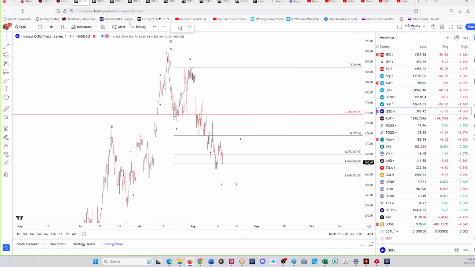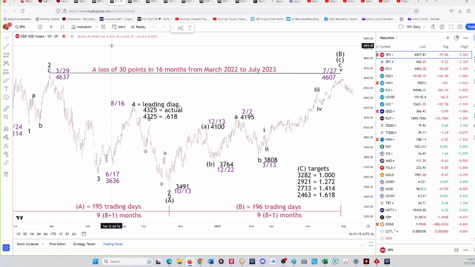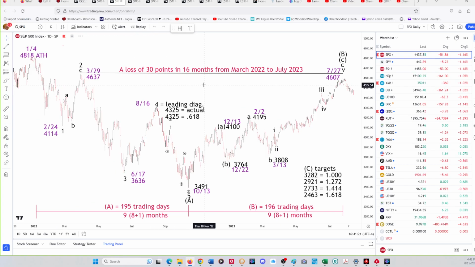Okay, wanted to get into the S&P. Just show you guys again how the market went nowhere in 16 months. Okay, there's the all-time high, there's the A wave low, there's the B wave high. Again, symmetry as far as time goes between wave B up and wave A down within one trading day. There's our wave C targets, and that's the bigger picture.